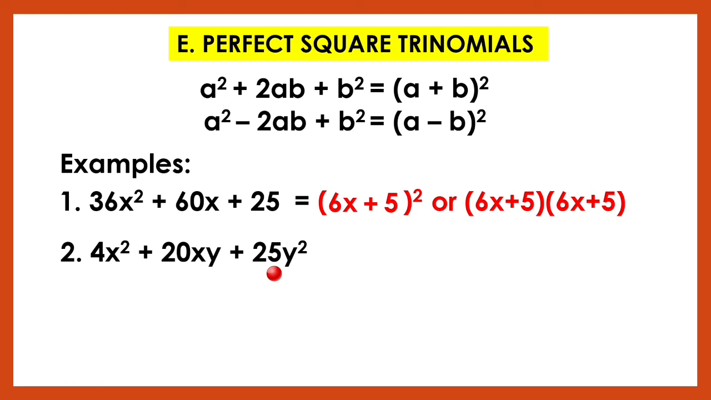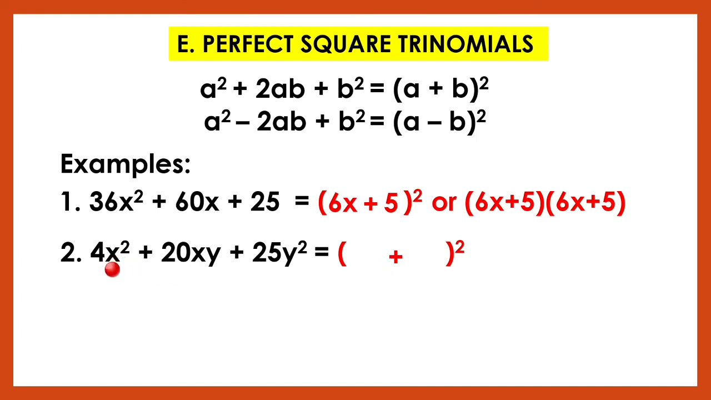Check natin kung perfect square trinomial. Ang 4x squared ba ay perfect square? Yes. Ang 25y squared ba ay perfect square? Yes. Paano nakuha yung 20xy? Dapat twice niya yung square root ng product ng first and last term. Ang square root ng 4x squared is 2x. Ang square root ng 25y squared is 5y. So, 2x times 5y is 10xy times 2, that is 20xy. So, perfect square trinomial siya. Paano natin makukuha? Ang sign ng middle term is positive, so ang sign natin is positive.